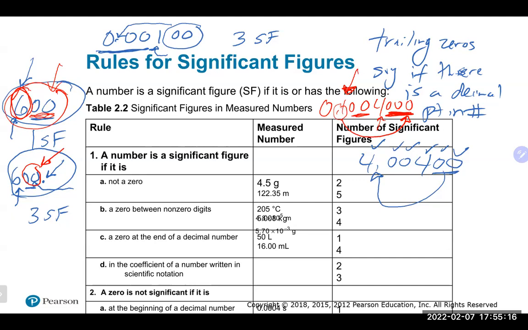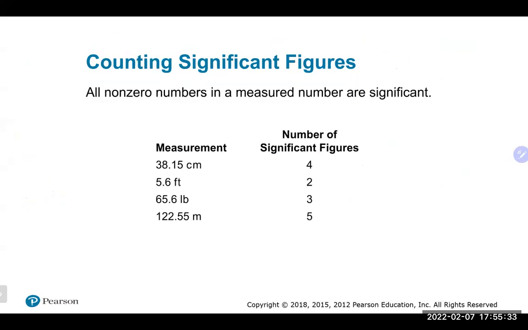I would say in most cases, a lot of times it probably will be the last digit that's written, but it's not technically the last digit, but it is technically the last significant figure that you have in that particular number. Any questions on any of those? All right. And we'll continue on.